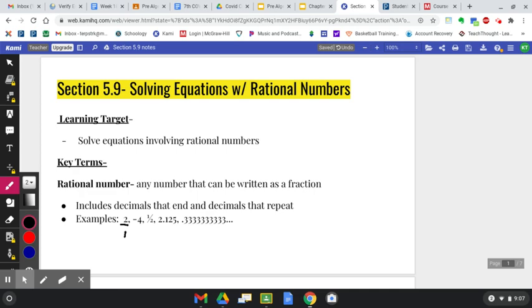And then we added in fractions such as 1/2. We added in decimals that end, like 2.125, right? There's an ending to that. And then even though this has a dot, dot, dot, meaning it keeps going, we also looked at that in bar notation, that's also rational. Hopefully you recognize that as 1/3.